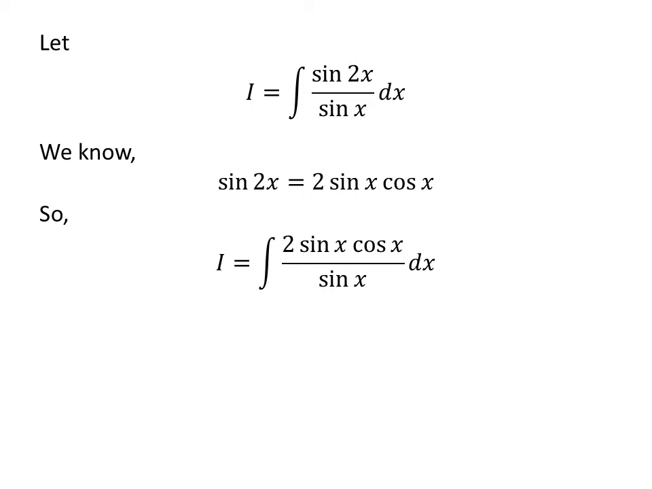So I is equal to the integral of 2 times sine of x times cosine of x upon sine of x. Cancelling out the common factor sine of x, we get I is equal to the integral of 2 times cosine of x.